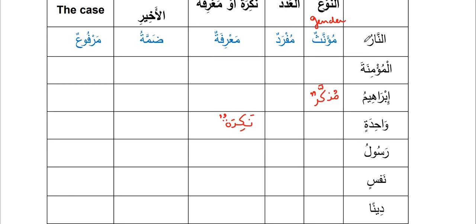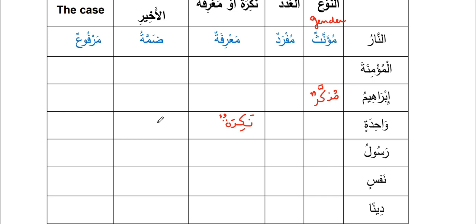So you have to check the haraka on the last letters, and then you have to write, is it a dhamma or is it a fatha or a kasra? Even if you have a kasratain, double kasra, you need to write only kasra. You don't have to write tanween kasra or kasratain. Just write fatha, dhamma or kasra. What case is it? Dhamma represents marfu, fatha represents mansub, kasra represents majroor. So that's how you will do the table here.